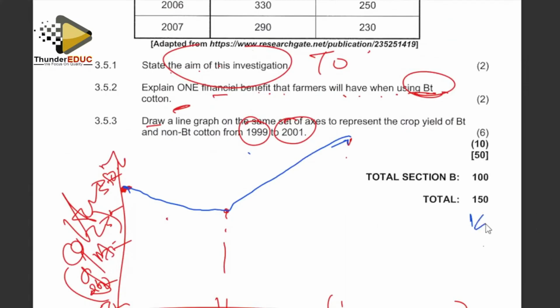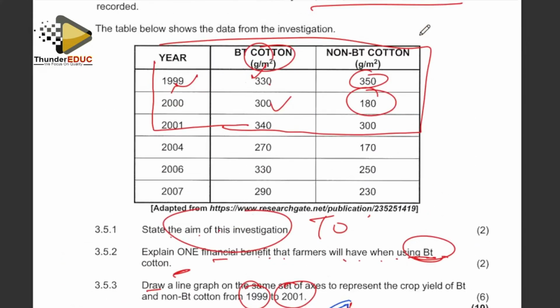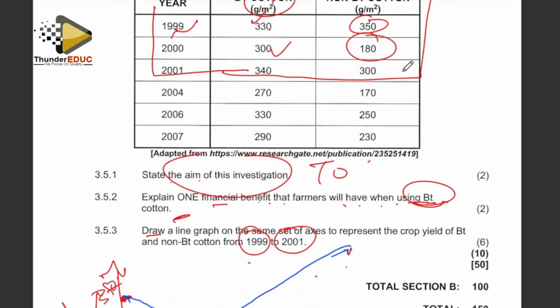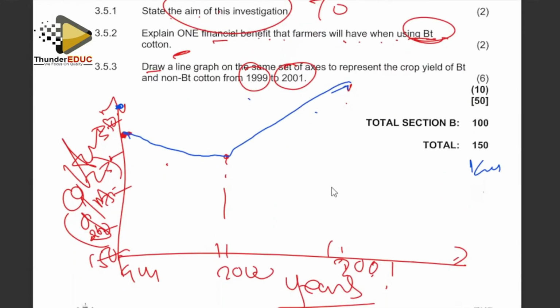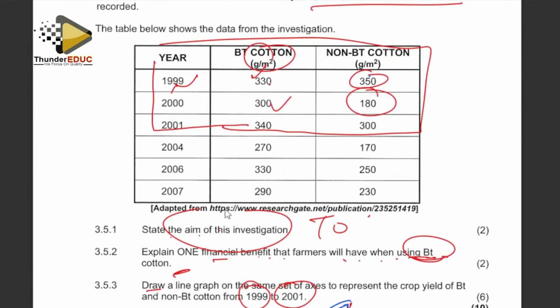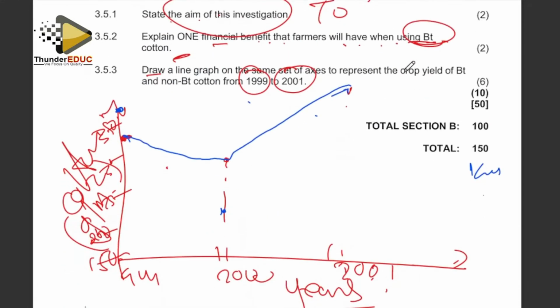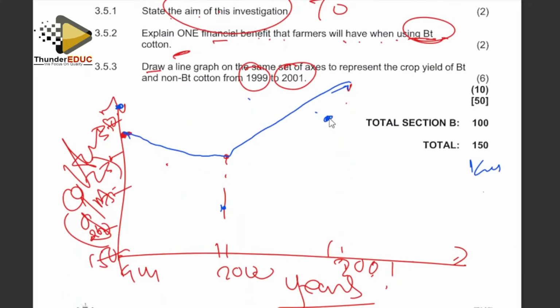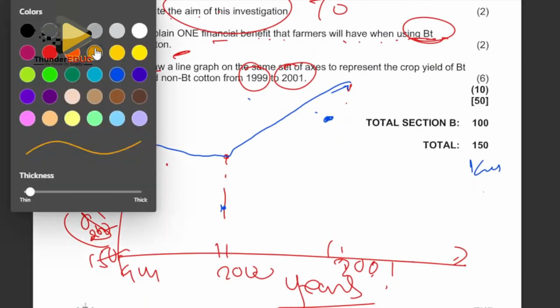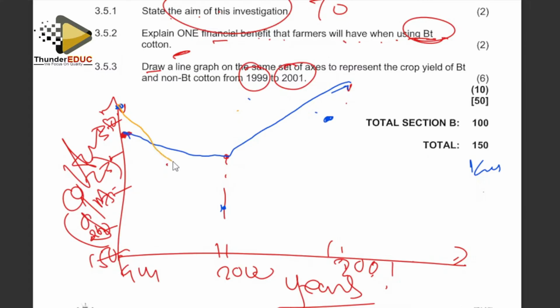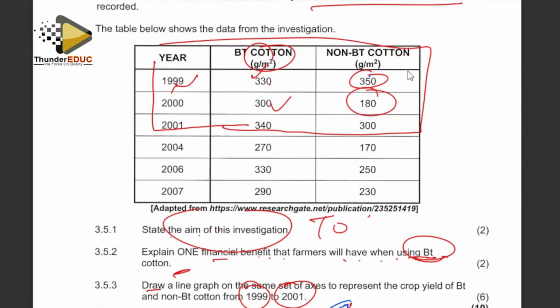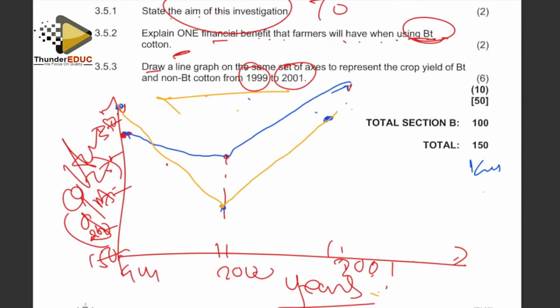And then I will put a key. Then I have this one now. It's 350. It started from 350 in 1999. 350 is around there, and then 180 on this one is around there, and then 300 is around there. So if I join, it's going to be something like this. So the graph was supposed to be like this. Don't forget the caption here. Also, you put the caption. Is there anything else they talk about? Yes, they just said yes. That's it.